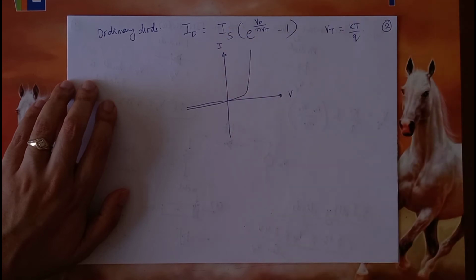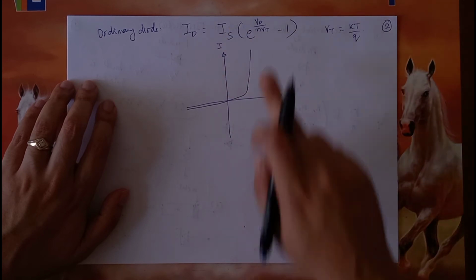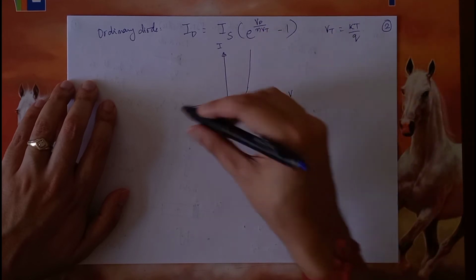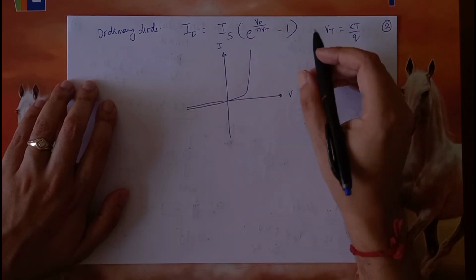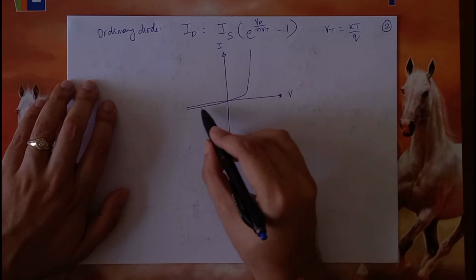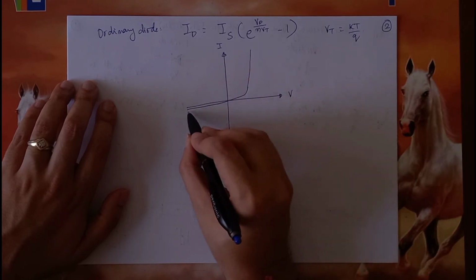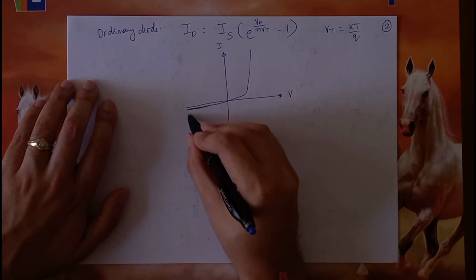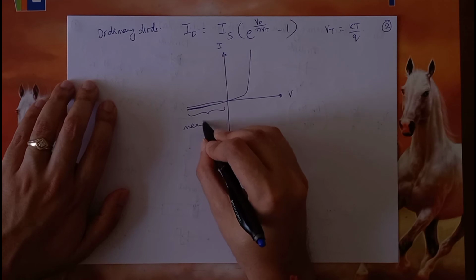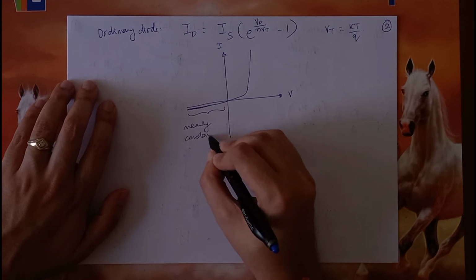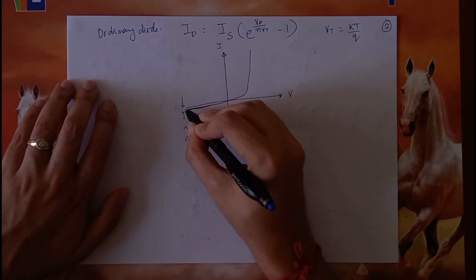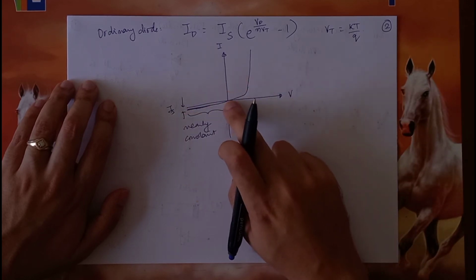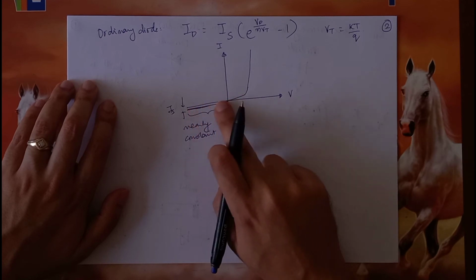Where this Is is what is called the reverse saturation current. So when the Vd is much below Vt or much below V gamma, a very small current essentially flows over here, and this one, because of the nature of the equation, is almost a constant. And this magnitude is essentially Is, because it is actually flowing in the reverse bias. Therefore Is is occupying the third quadrant.